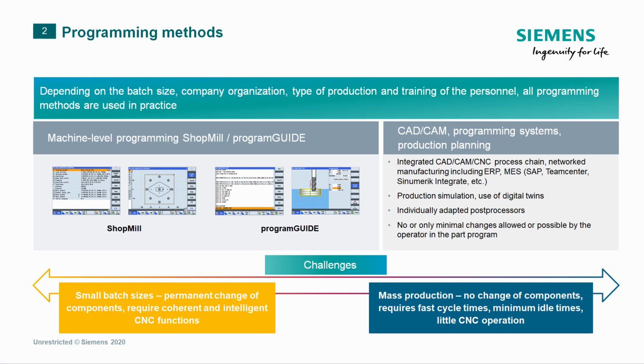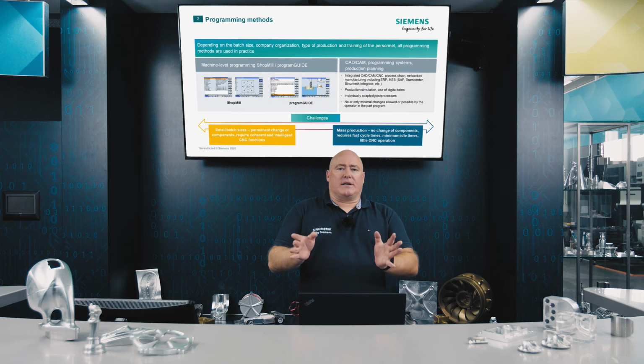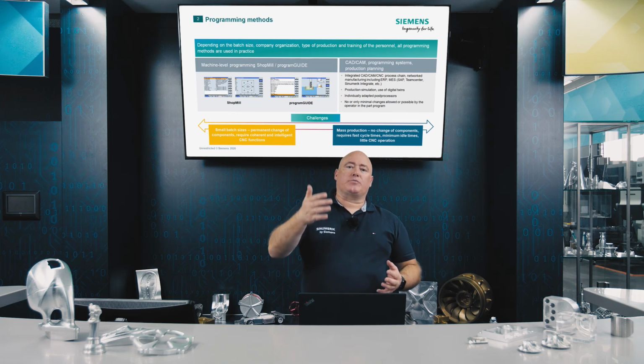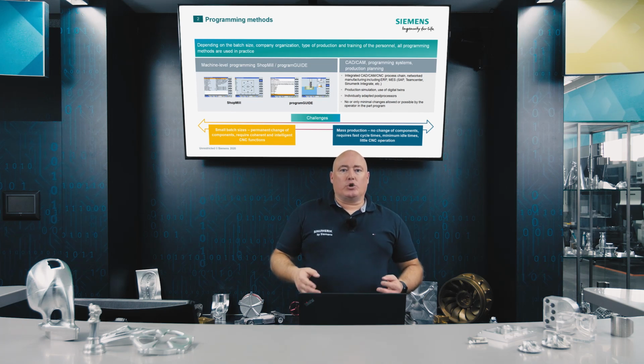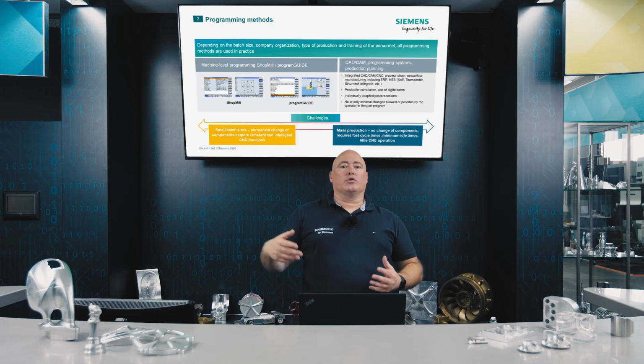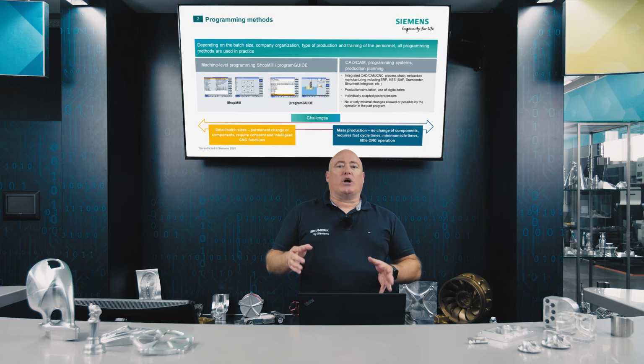With SINUMERIK, we distinguish between two basic ways of programming the machine. There is machine-level programming with shop mill and program guide. This refers to the graphical user interface of SINUMERIK Operate, in which you are guided by a sort of wizard and fill out the cycles in response to prompting to provide the control with the necessary information. This is what we call machine-level programming.